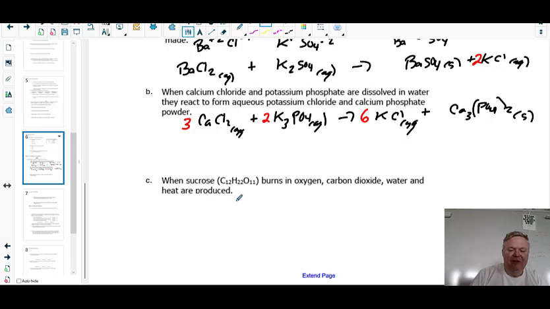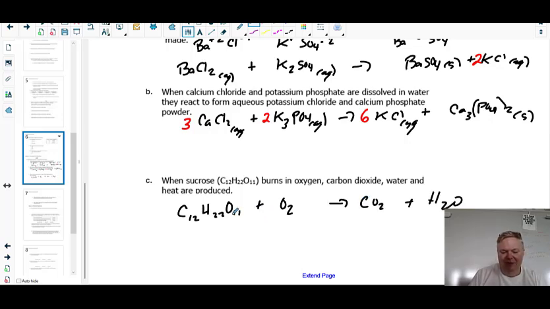All right, and C, we know this is going to be our very classic combustion. Here we're just burning stuff. We're going to burn it in oxygen and create carbon dioxide and water. And obviously this is gas, gas, gas, and liquid. And then we could just go through and balance it.